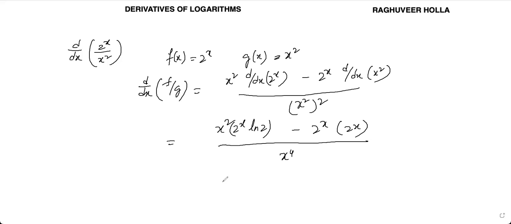Or you can take 2 to the power of x common. So 2 to the power of x, so this is x squared ln 2 minus 2x. Or I can take x outside. Okay, and then this becomes x cube. Sorry, this is 2 to the power of x into x ln 2 minus 2, divided by x cube.